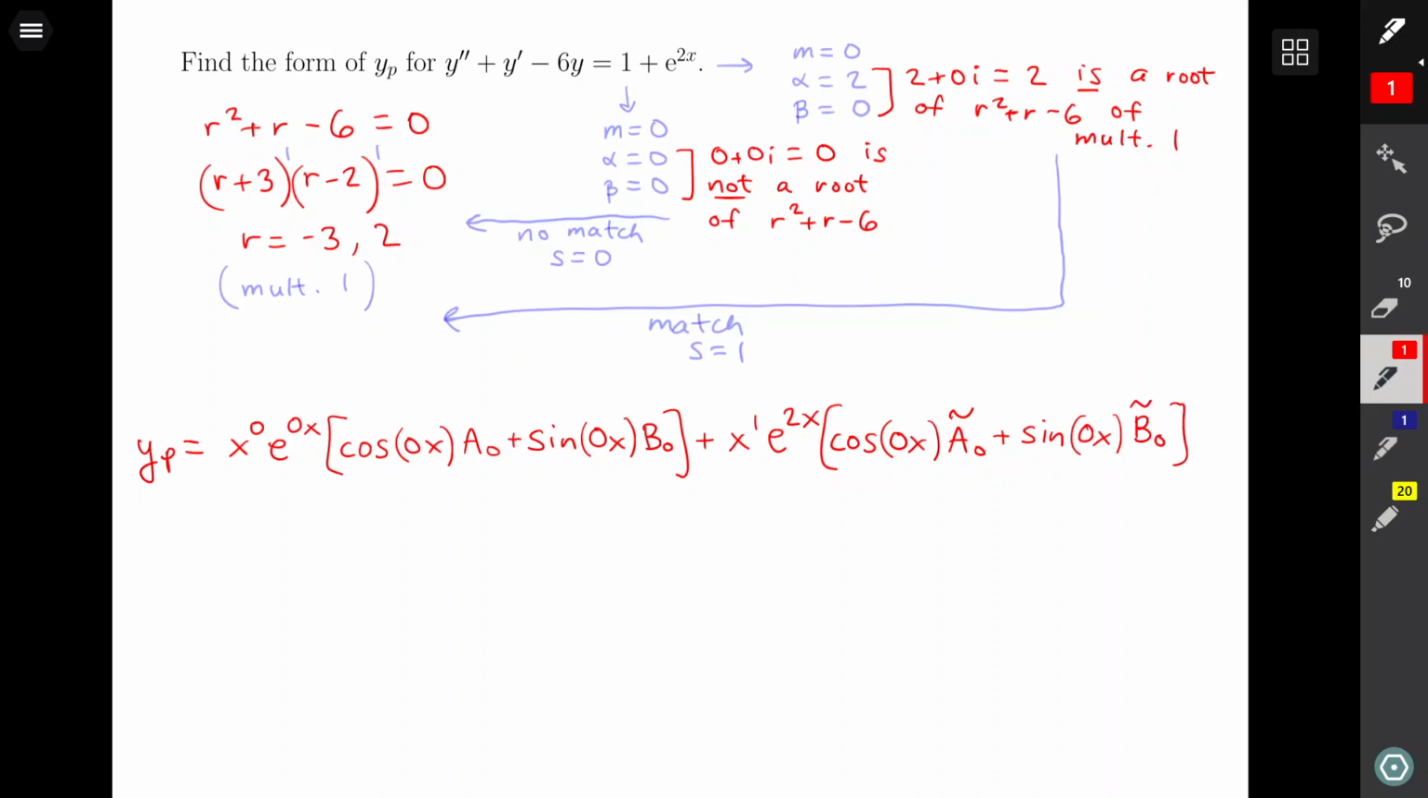And this simplifies quite a bit. All the sine stuff goes away. In the first one, there is only an a0. All the rest of the stuff is either 0 or 1. And in the second portion, there's an e to the 2x, there's an x, and there's an a0 tilde. That's your guess.